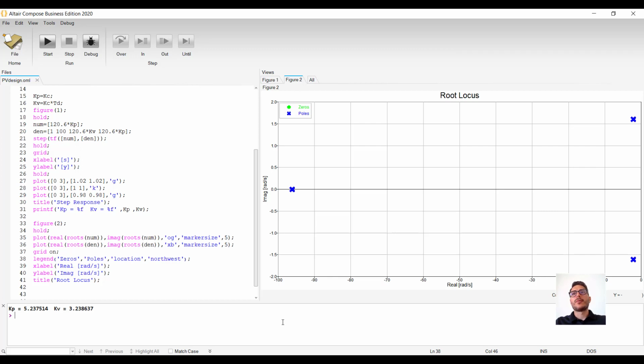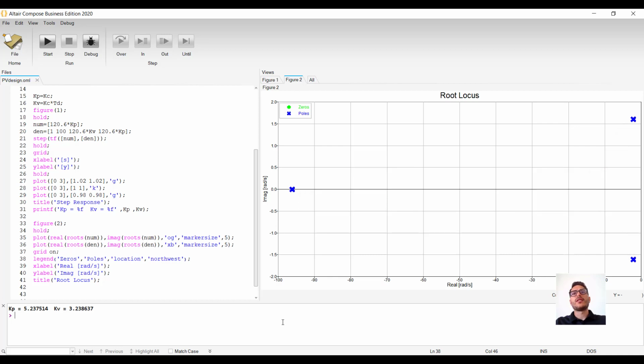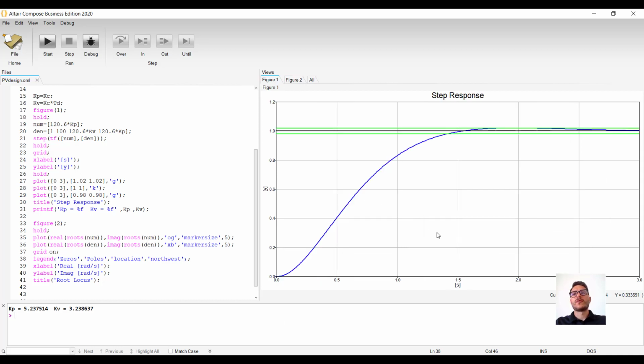The system is stable because all the poles lie on the left half plane, and the pole of the residual polynomial is far on the left, so its dynamics can be neglected. Now, let's have a look at the step response. The settling time is roughly 2 seconds, and this time, since there is no 0, the overshooting is 2%, as we have set in the requirements.